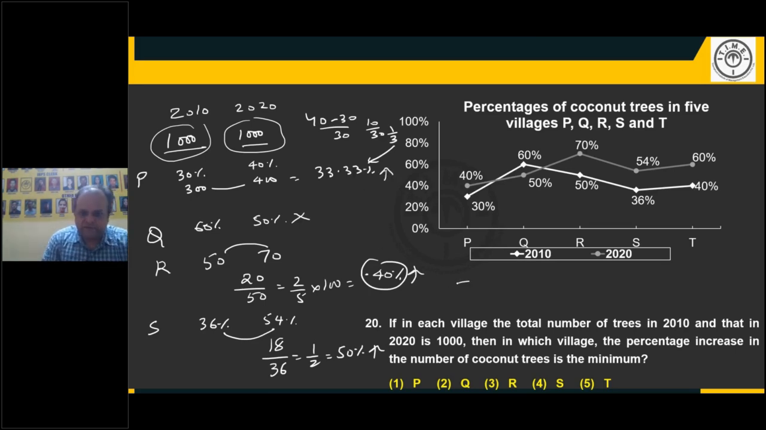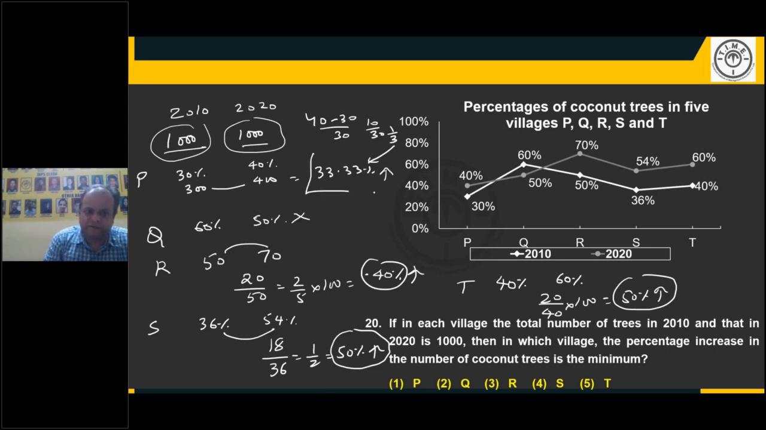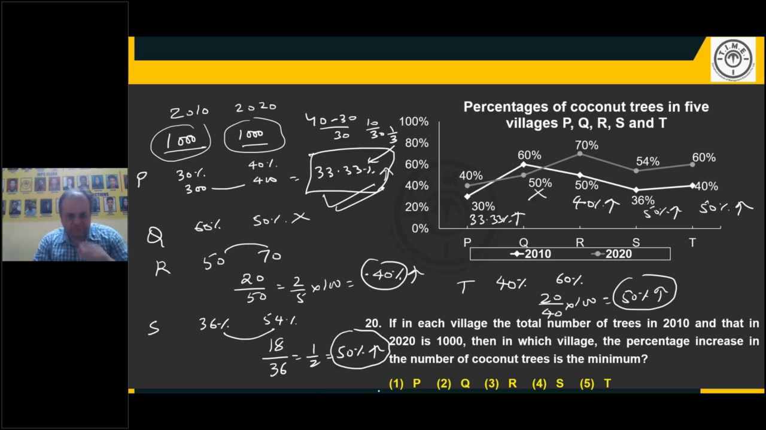Finally, we are looking at T. Now for T, 40% is in 2010, 60% in 2020. Again, 20 ka increase on 40 into 100, that is an increase of 50%. So if you look at the percentage increases, the highest percentage increase is for S and T, but we need to find the lowest one, and the lowest percentage is for P, because P has moved only 33.33% increase. This we cannot take because it's a decrease. This is the 40% increase, this is 50% increase, and this is also a 50% increase. So by visual observation also we can mark that the minimum increase would be for P. I hope it is clear.